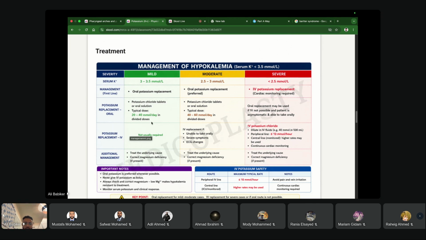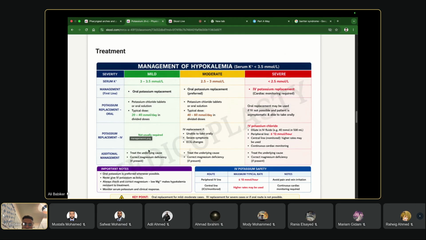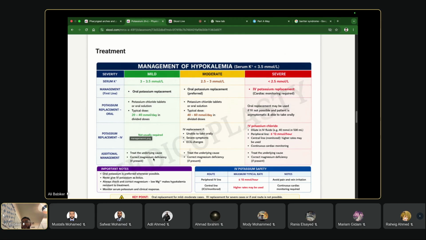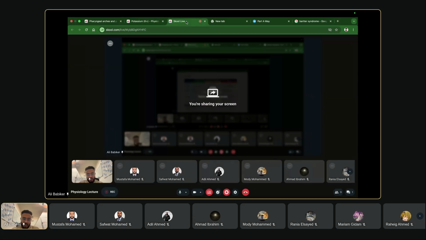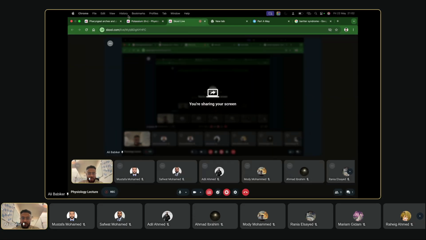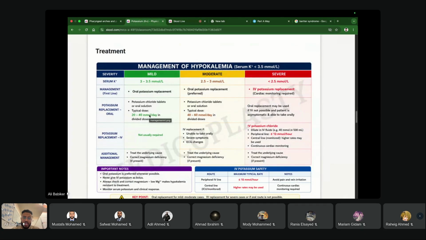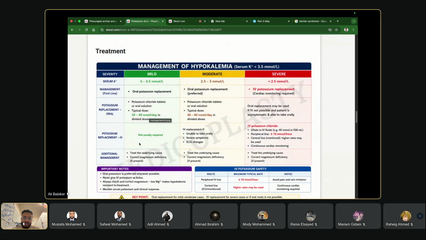Okay? Treat the underlying cause. This is very important. And also correct the magnesium. So clinically, while you're working in the hospital, think about correcting the magnesium. It's not just the potassium. If you correct the potassium without correcting the magnesium, you will never reach a normal potassium level.